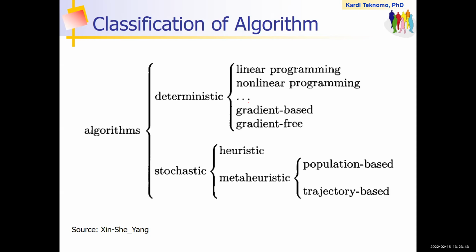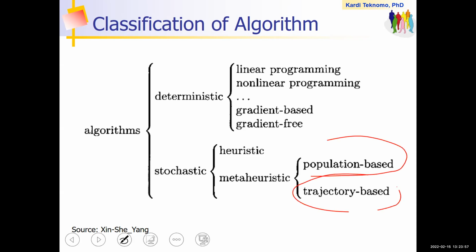Now, what happens if you have many peaks in your landscape? In that case, probably you want to use population based or trajectory based methods, or they call this metaheuristic, so that you can get the global optimum.